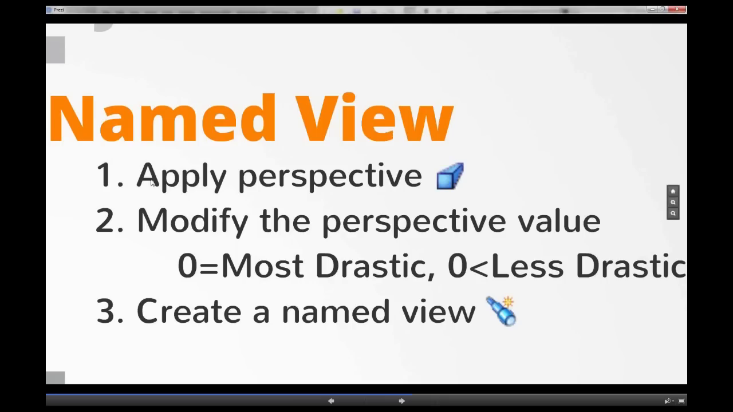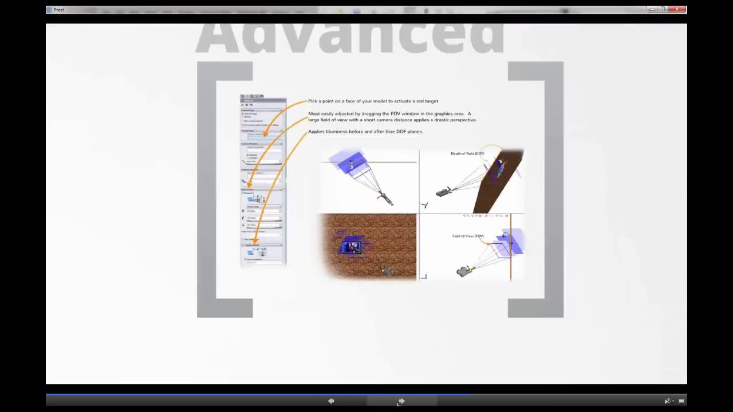So again, to review that process: apply perspective, modify the perspective value, and then create a named view. You can create as many as you want so you can come back to them at any time. Maybe you want to render your model from different angles.